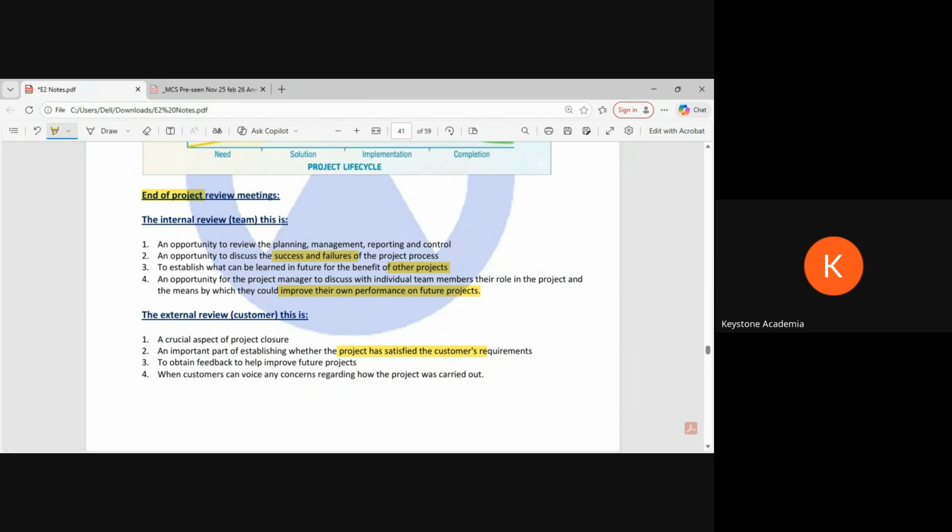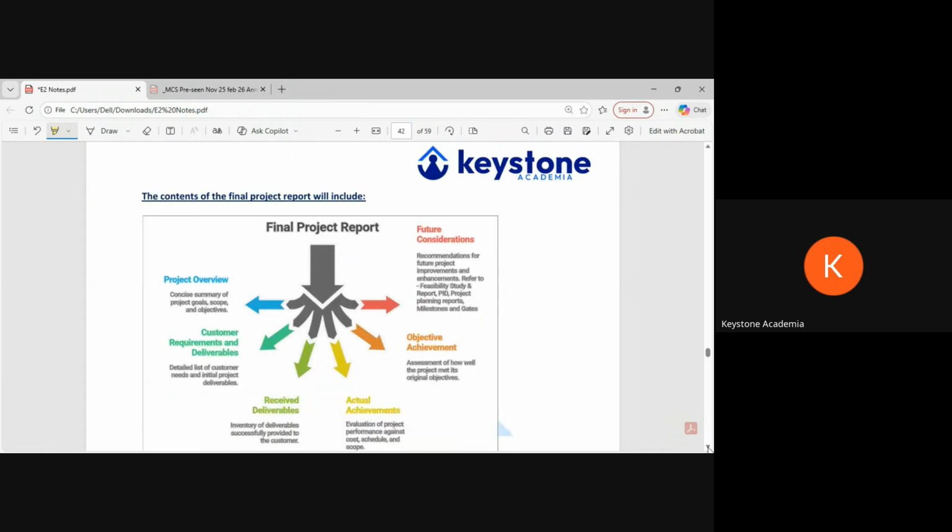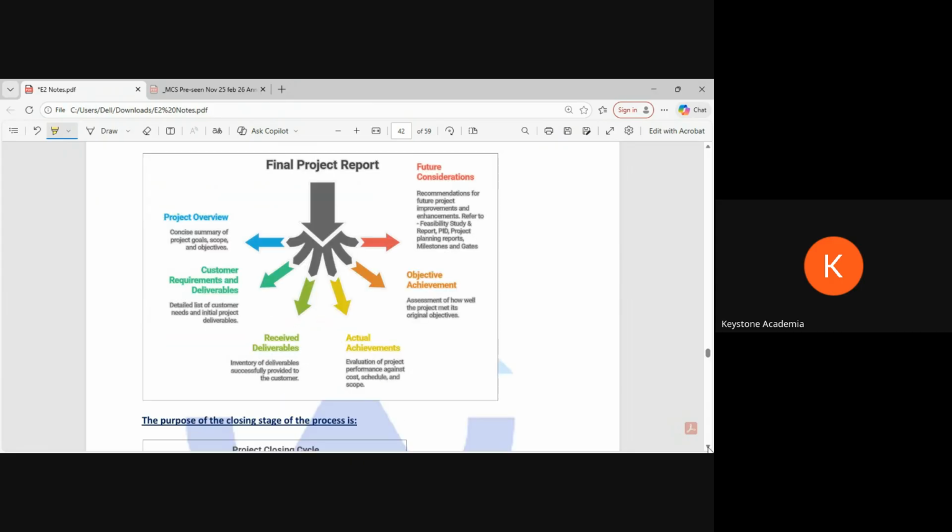Then their feedback and review can keep on happening, ultimately whether we have achieved or not. Final project report can also help us: project overview, customer's requirements, deliverables, what that was and what we did.